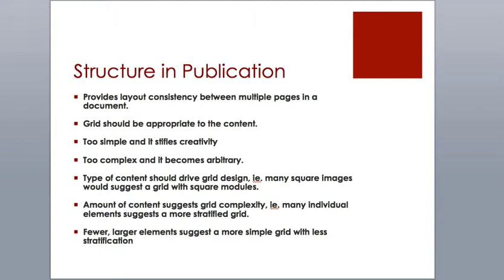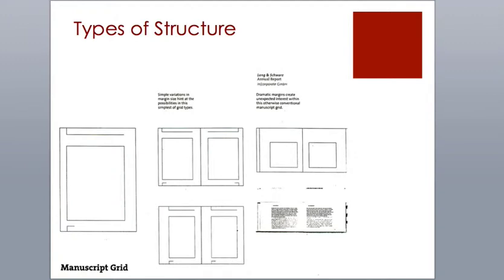You also, the amount of the content suggests how complex the grid would be. If you've got a lot of small elements, that might suggest a more stratified grid. In other words, more grid modules. And if you have fewer larger elements, that might imply a more simple grid with less stratification. So you have to look at your stuff, see what you have, and then decide the complexity and the style of the grid itself. So here's some different types of structure.